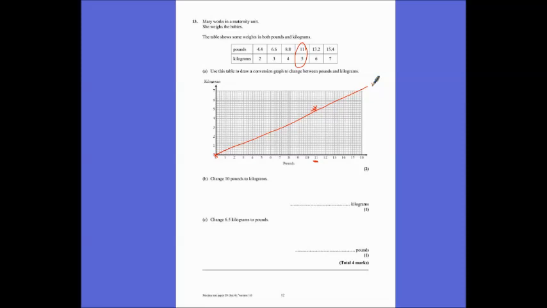It says change 10 pounds to kilograms. So if we go to 10 on the pounds, go up and across, you should get 4.6 as the answer. Mine is just a little bit out because I didn't use a ruler. But the answer should be 4.6.